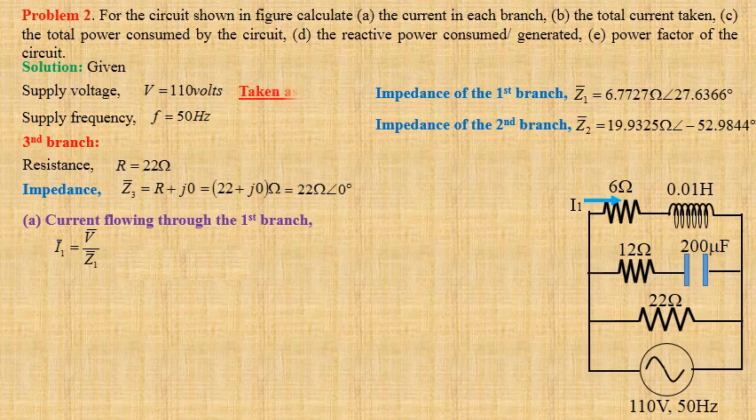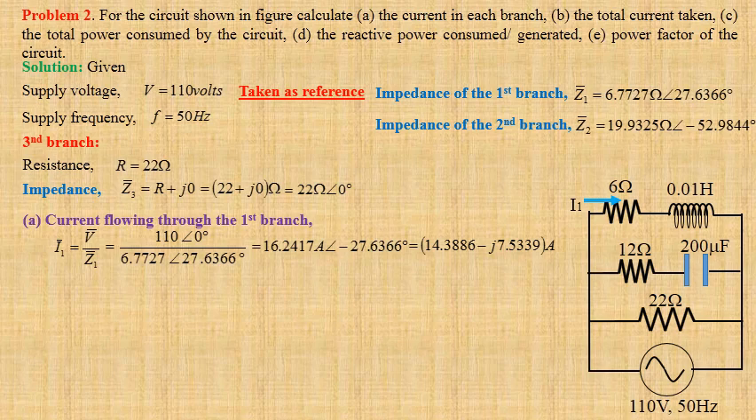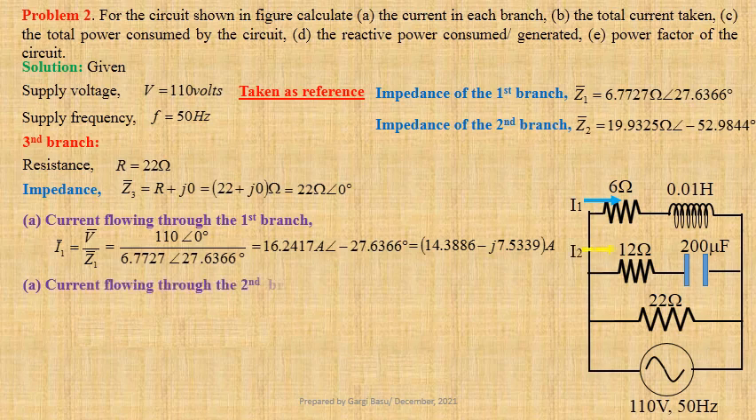Taking supply voltage V as reference, we get I1 equals 110 at an angle 0 degree divided by 6.7727 at an angle 27.6366 degree. That gives us 16.2417 ampere at an angle minus 27.6366 degree. This may be written in Cartesian form as 14.3886 minus j7.5339 ampere.